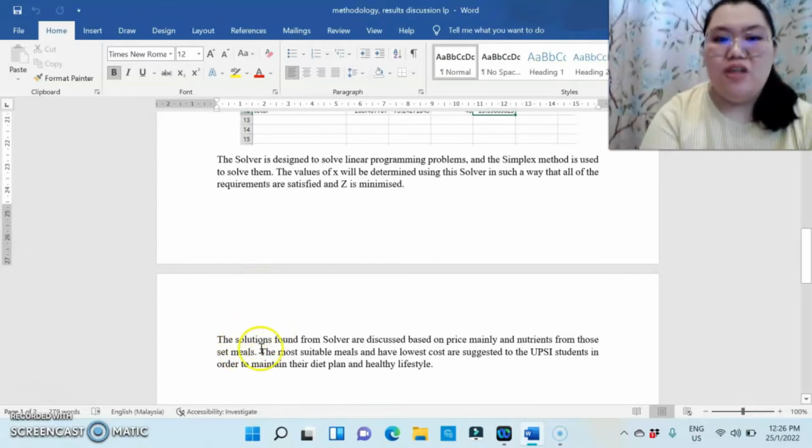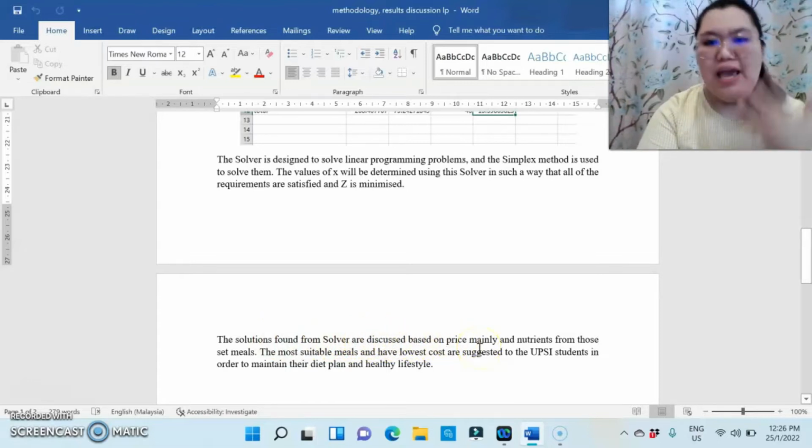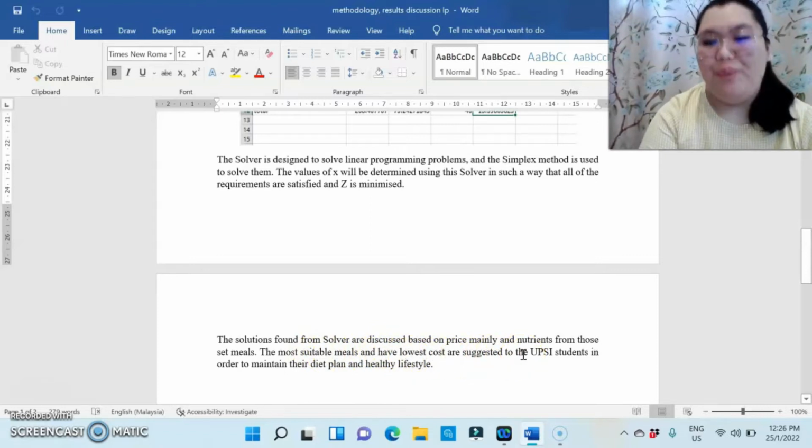The solution found from the solver is discussed based mainly on the price and nutrients from those set meals. The most suitable meals that have lower costs are suggested to the UPSI students in order to maintain their diet plan and healthy lifestyle.